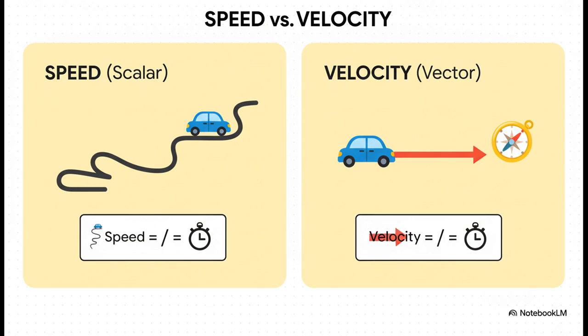Velocity, well, that's our vector. It's calculated using displacement, our vector measurement. It tells you how quickly your position is changing and in what direction.